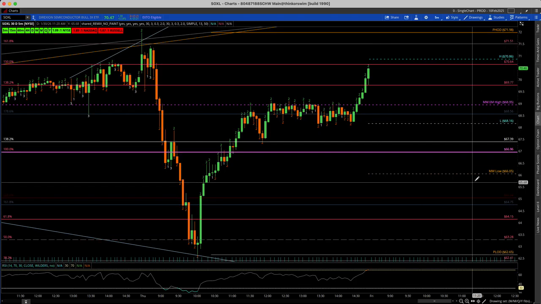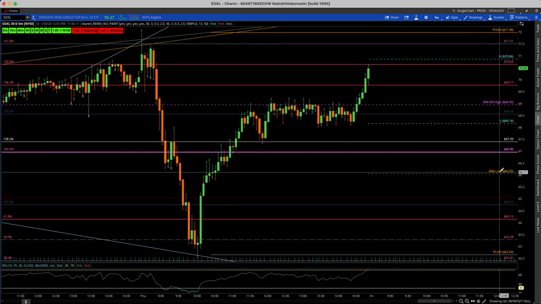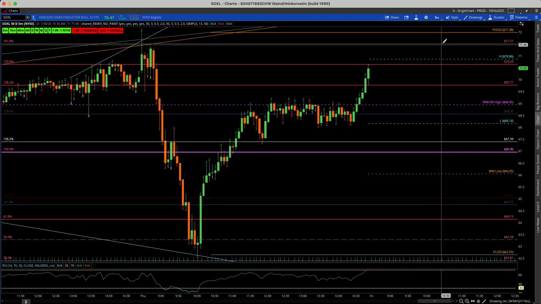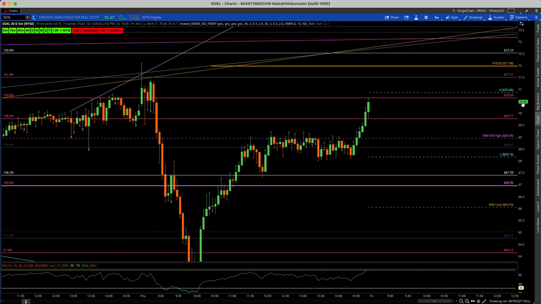Honorable mention levels, obviously, are market makers expected move low for the day. Day indicators are always in orange. Market makers expected move high for the week. Week indicators are always in purple. And then again, up here, we've got the market makers expected move high as well.